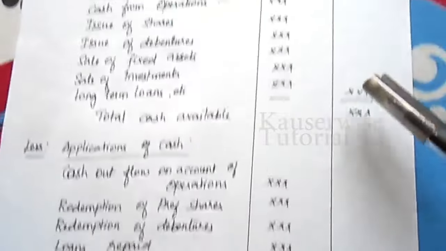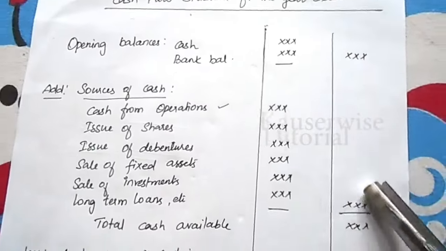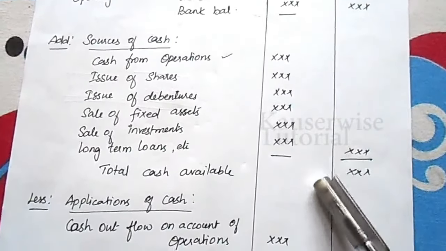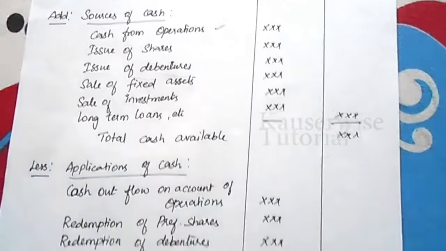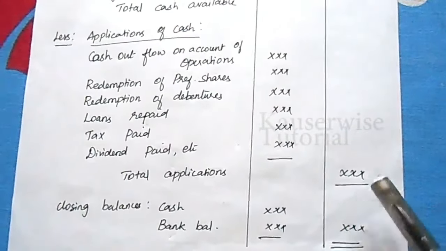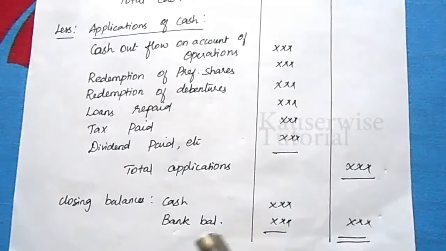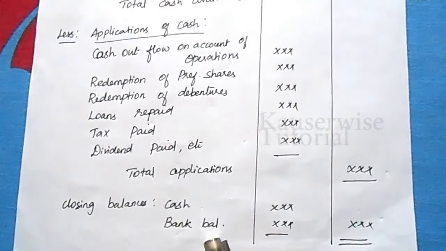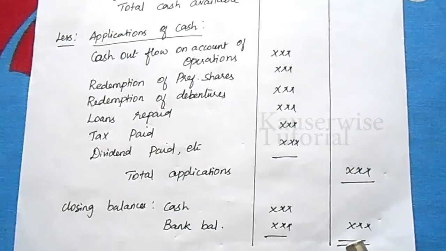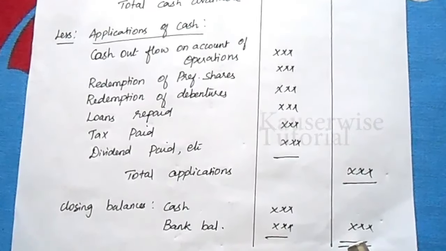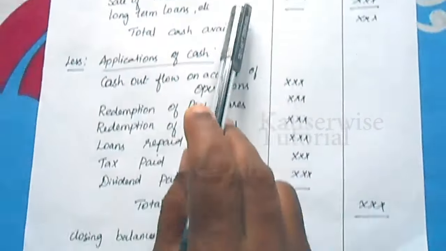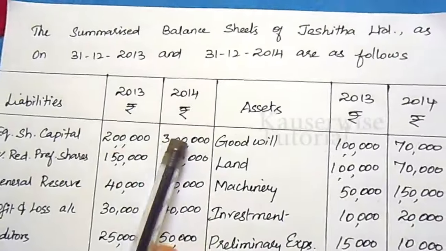So after adding the opening balance with the different inflows, that is sources of cash, you will get total cash available. From this value, you need to subtract total outflow of cash, that is applications of cash. Then the balancing figure will be closing cash in hand and cash at bank. So in your problem, you will have both opening cash balance and closing cash balance. The only thing is, you need to match the opening and closing cash balance with sources and applications. Let us see this problem.